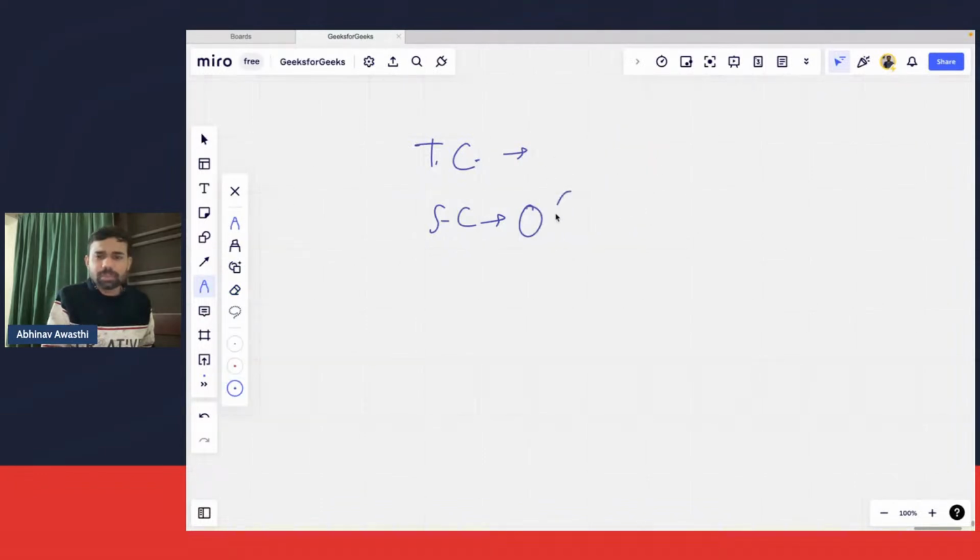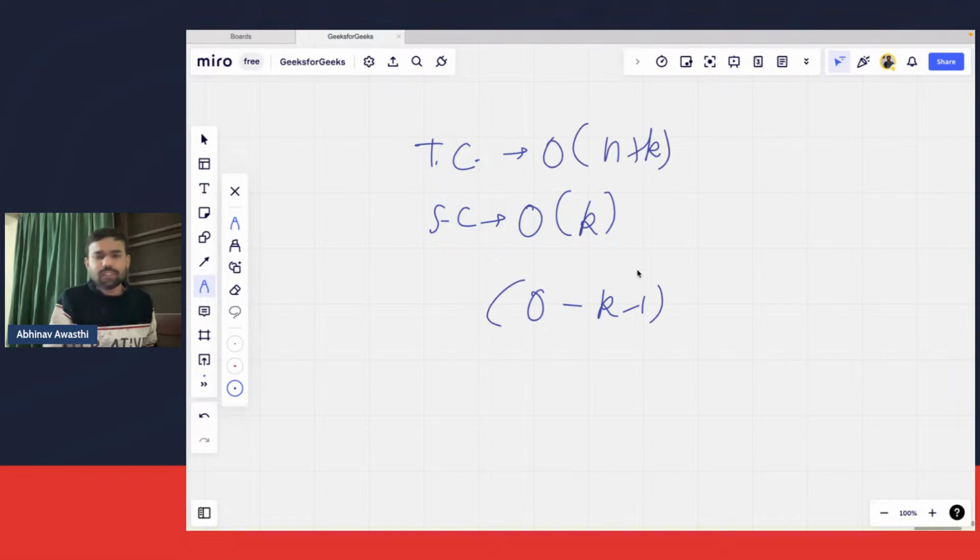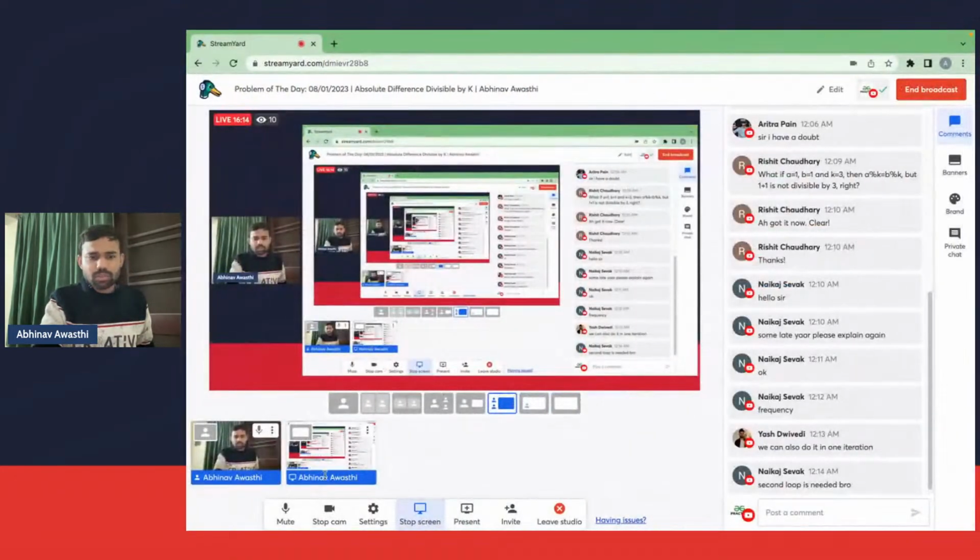The reason being, in space we will have the values from 0 to k minus 1 only, and it will be order of n plus k. If you go more precise, it will be n plus k and k. By the way, both are linear time complexity, so it will not be a very big case. Yeah, so that was the problem. The problem was easy today, not that much stuff like the usual problems nowadays in problem of the day.